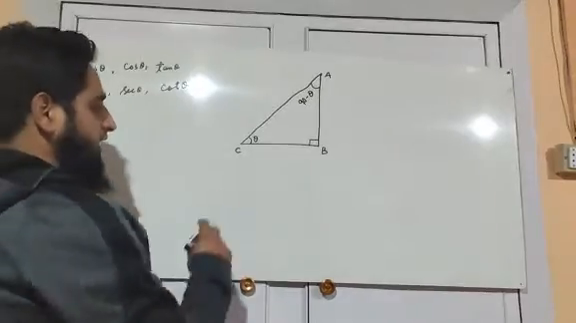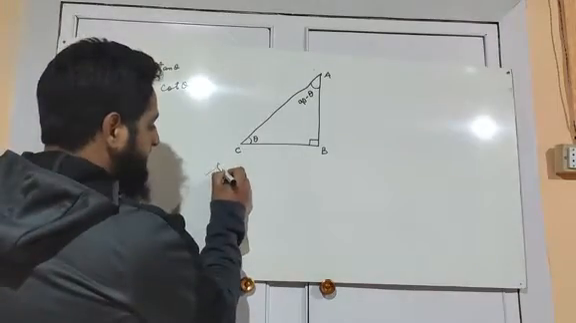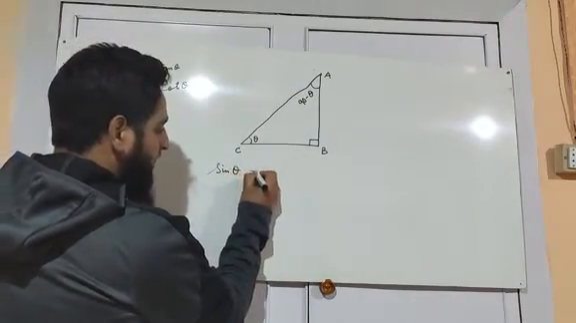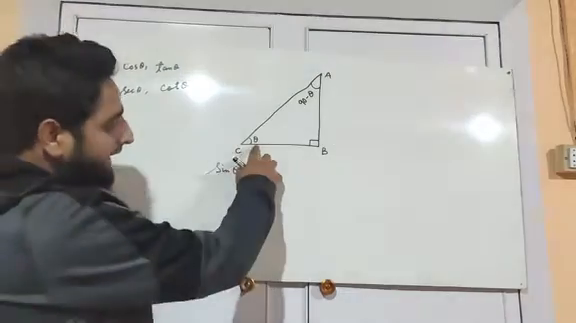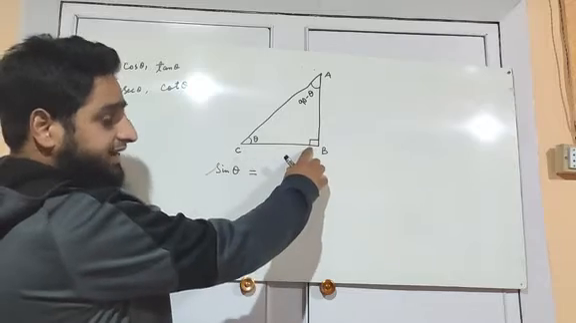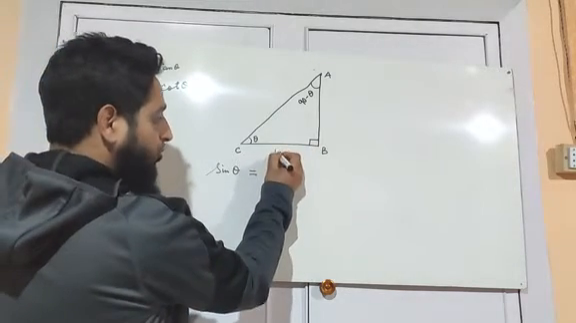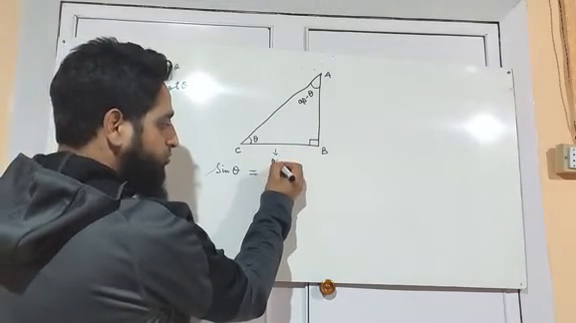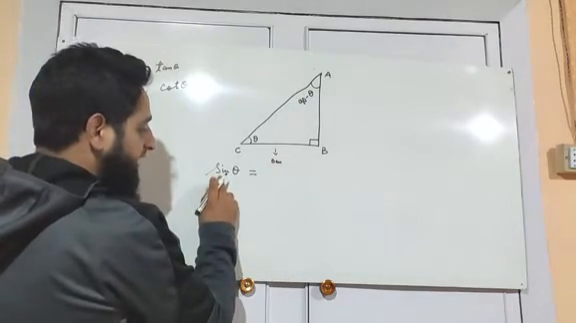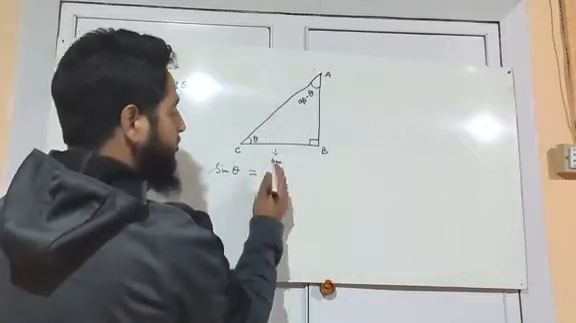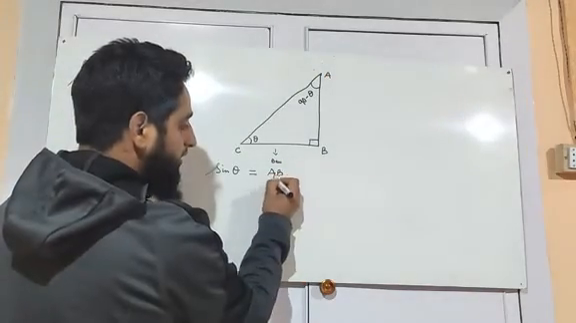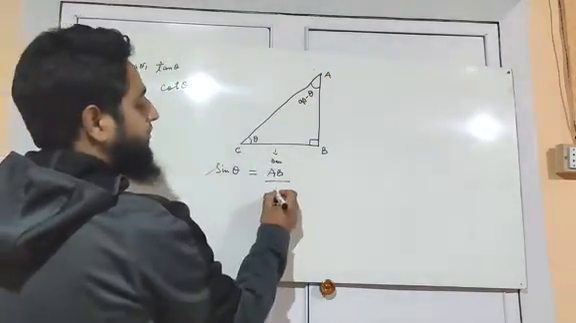Suppose I say to any student, find sine of theta. It means the angle is here and the 90 is here. What do we call this? We call this the base. Sine is equal to perpendicular AB by hypotenuse, which is always AC.